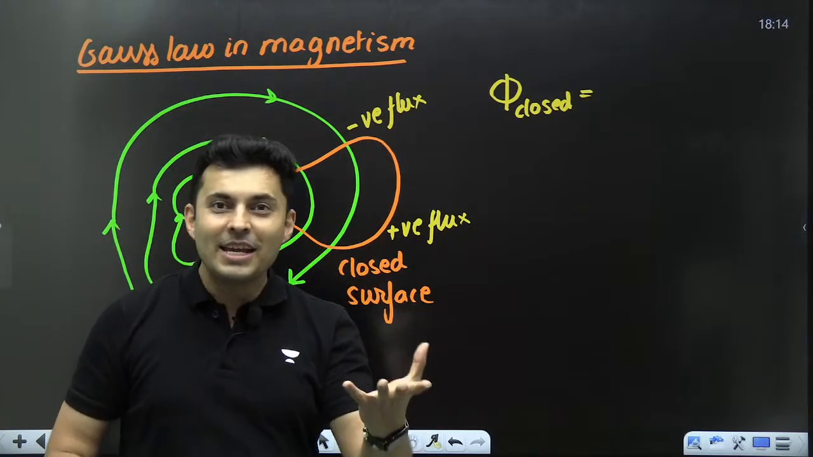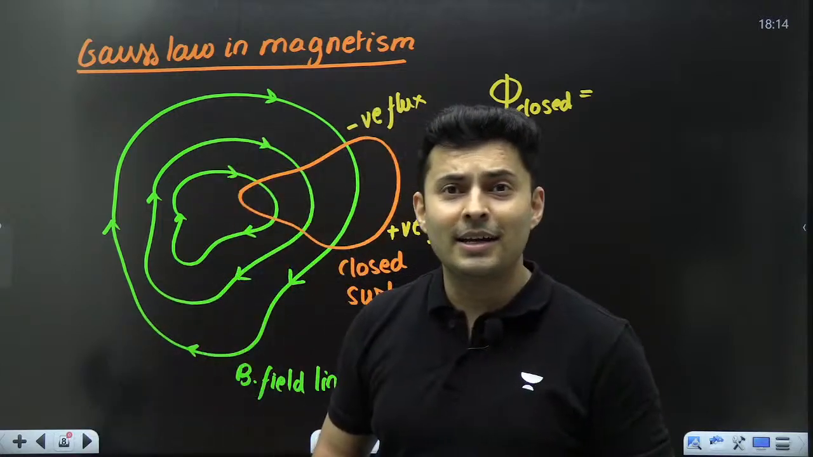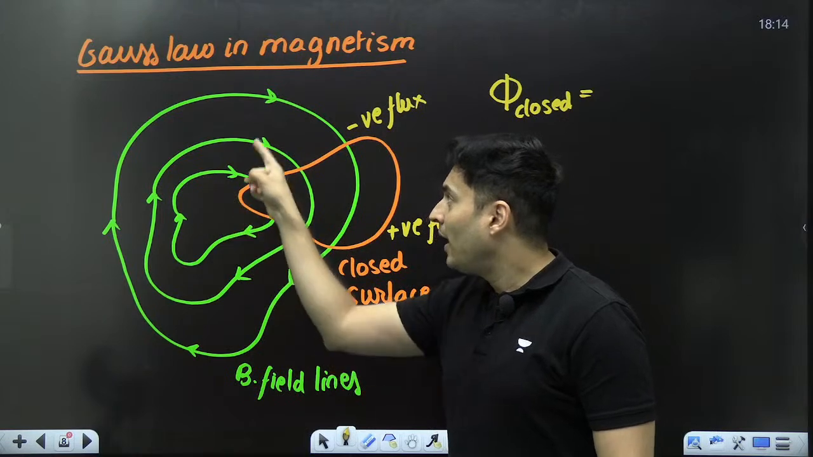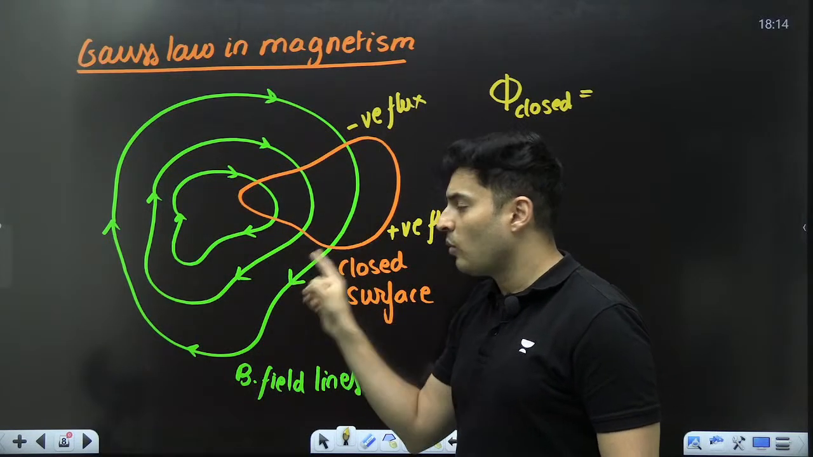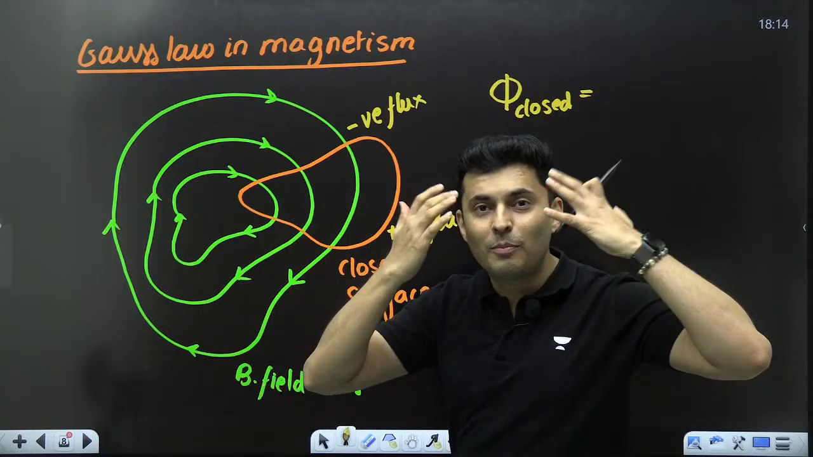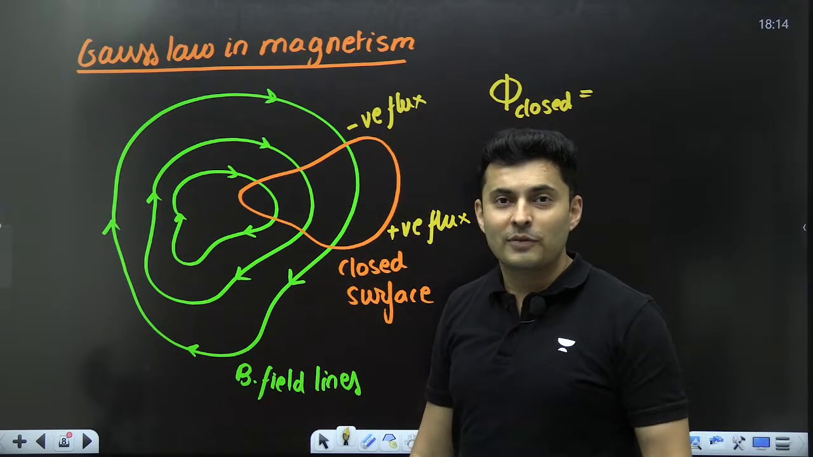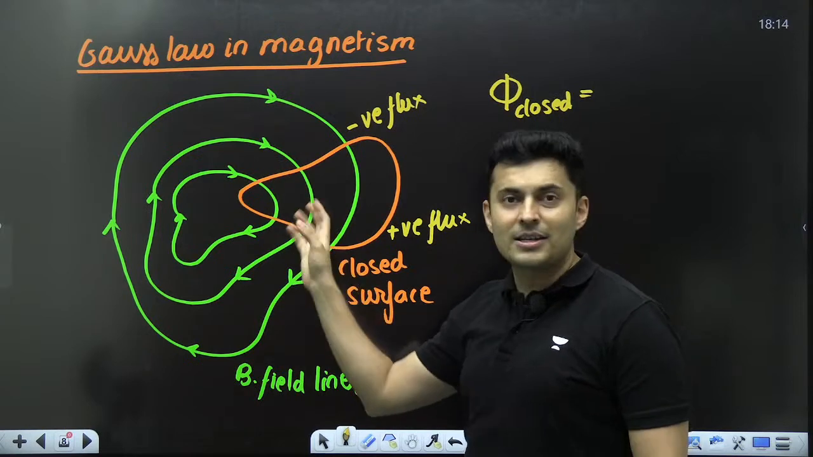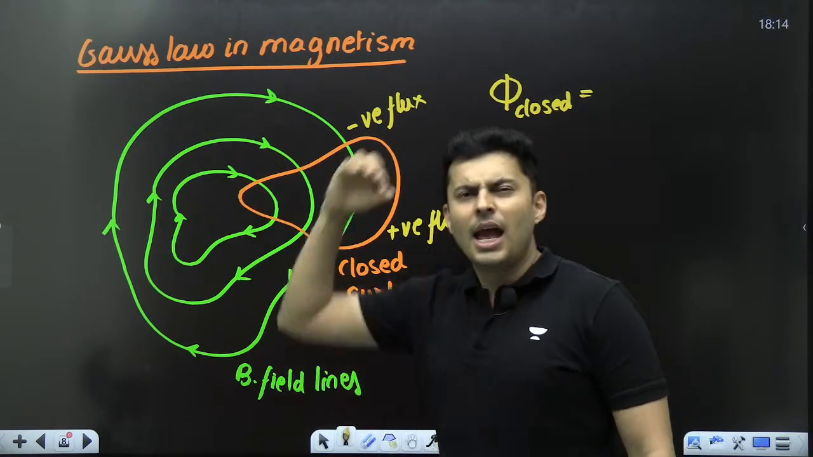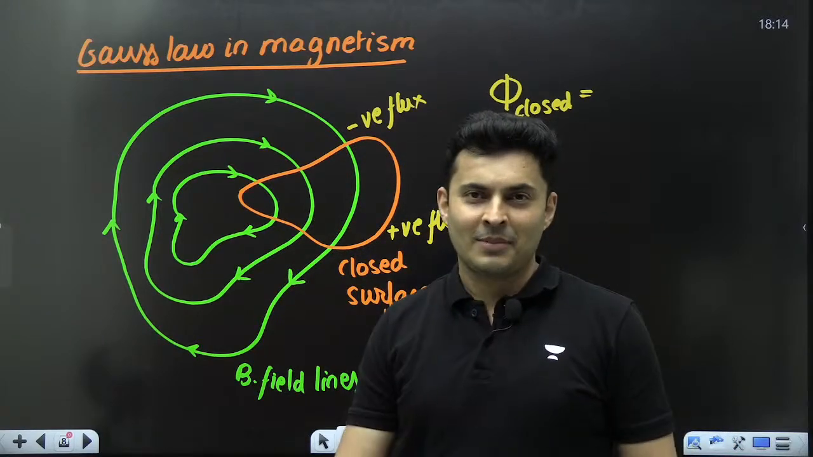Both of them will be equal and opposite in sign. Do you know why? See, how many lines are coming in? 1, 2, 3. How many lines are going out? 1, 2, 3. No new line can start. Remember, that is the property of magnetic flux or field. No new line can start. No line existing can end. So whatever comes in has to go out.